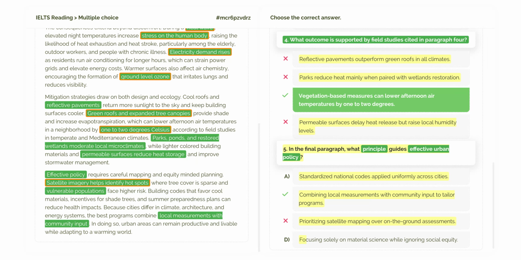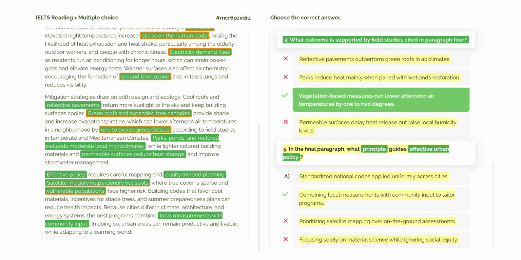Focusing solely on material science while ignoring social equity. This option is also contradicted by the text. The paragraph mentions equity-minded planning and identifying where vulnerable populations face higher risk. This shows that social equity is an important part of the policy, not something to be ignored. This option is incorrect.